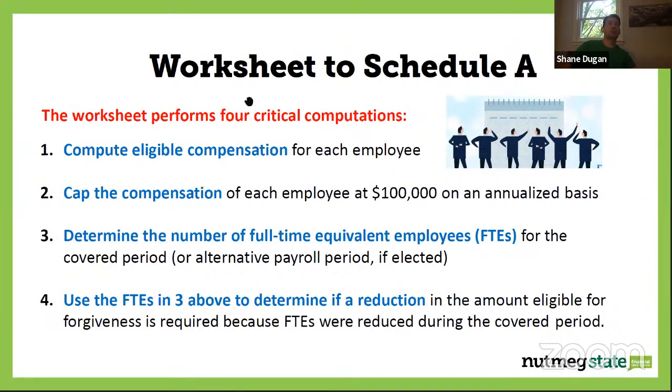So critical computations here are the eligible compensation for each employee, right? That's kind of those top boxes. The cap on compensation for each employee over $100,000 on an annual basis, that's that table 2. How to make a determination of your full-time equivalent employees, that is a calculation we'll get into as well, but that's that FTE reduction safe harbor part to, again, kind of determine how that feeds into the forgiveness part, okay?